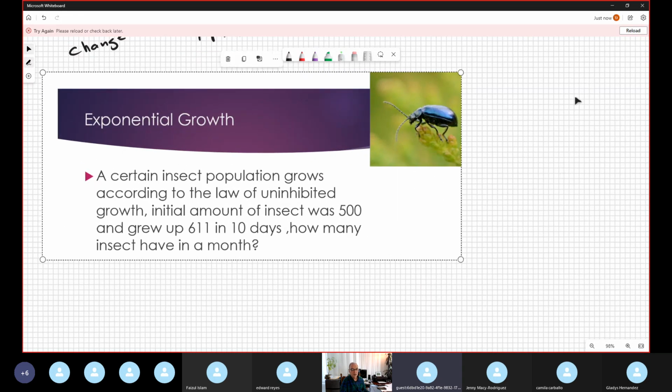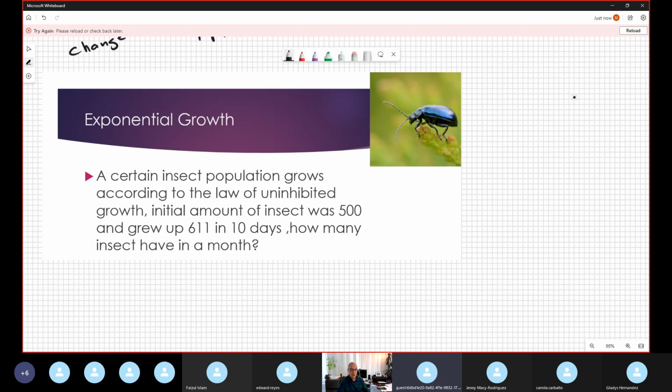A certain insect population grows according to the law of uninhibited growth. So no problem, enough space, enough food. The initial amount of insects is, let me copy the formula. Identify the parameters given in the problem. Population at any time is equal to P null, which is the initial, times e, the exponential base, to the kt. So the information given in the problem tells us to use that formula, because it's the law of uninhibited population growth. Two words indicate the same formula.